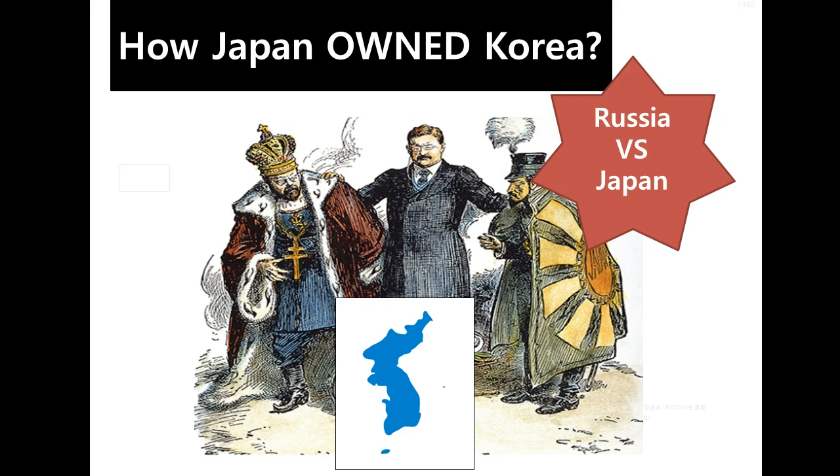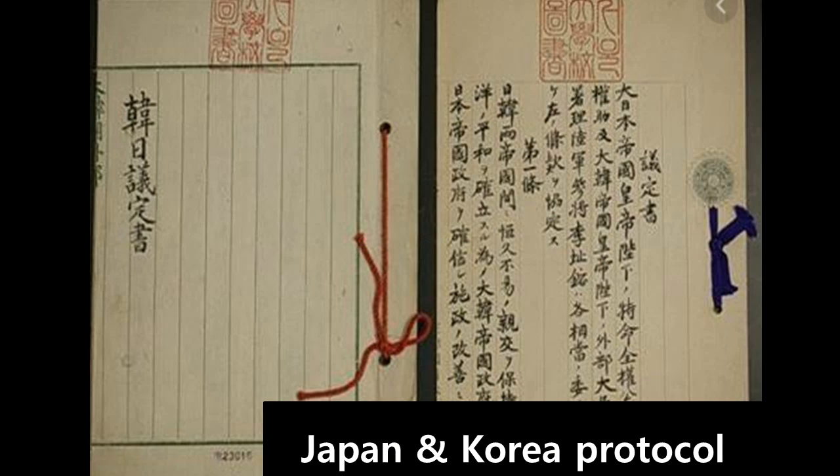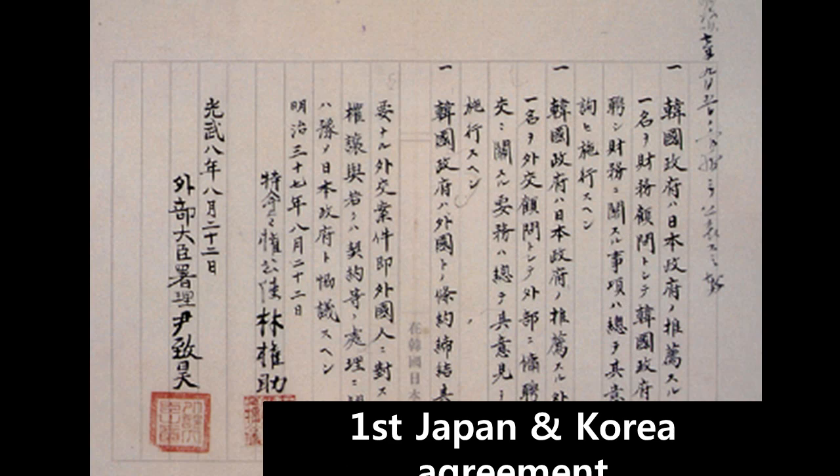In January 1904, Korea announced that Korea would be neutral between Russia and Japan. However, Japan ignored Korea's announcement and started to threaten Korea. As a result, a few days after the war started, Japan forced the Japan-Korea Protocol. After Japan won against Russia, they forced the First Japan-Korea Agreement.